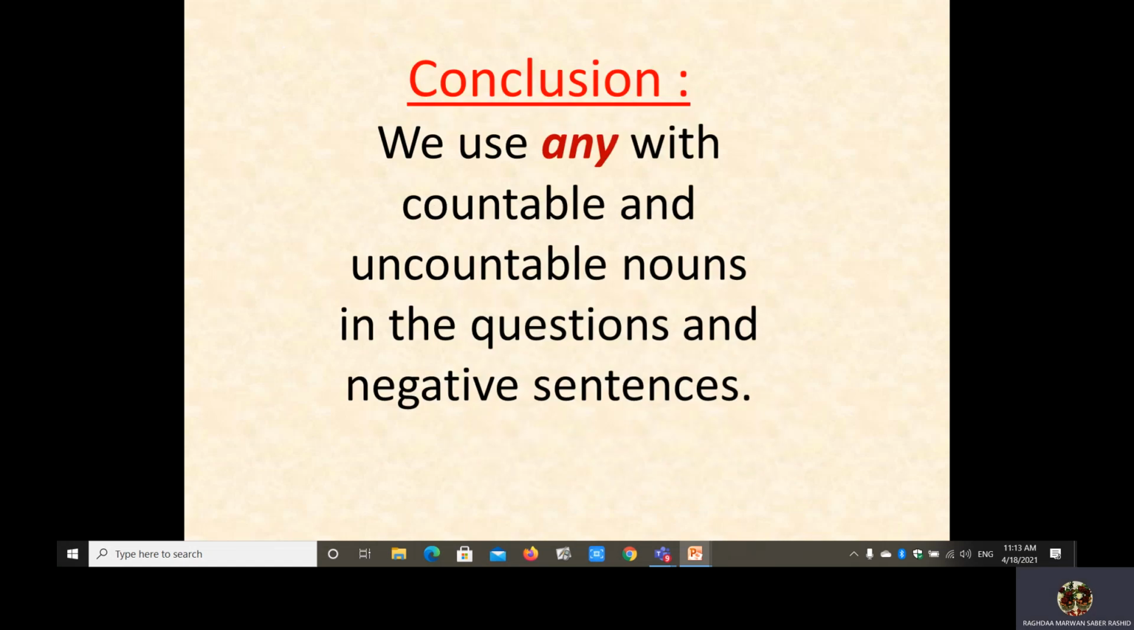As a conclusion, we use any with countable and uncountable nouns in the questions and negative sentences. Before we said we use some with affirmative sentences, and now we say any, we use it with questions and negative sentences.